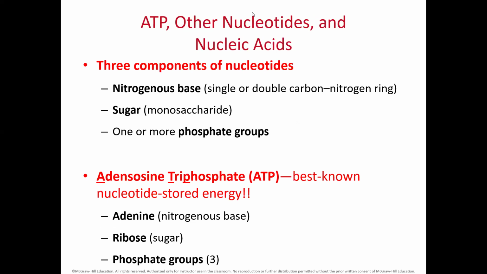ATP, nucleotides, and nucleic acids. Now, notice that they're all kind of found together, right? Why? Because nucleic acids are formed by adenosine triphosphate. That's the adenine that we see in A for the nucleic acid. Remember, there's four bases: adenine, thymine, guanine, and cytosine, right? Well, the adenine comes from ATP, adenosine triphosphate.